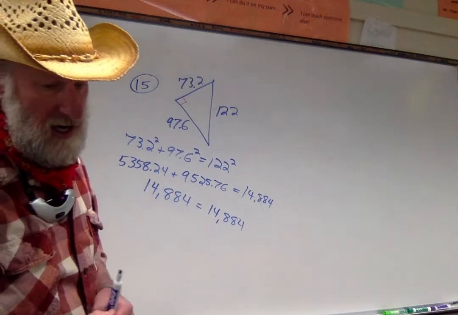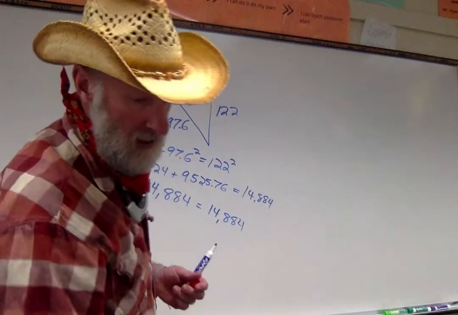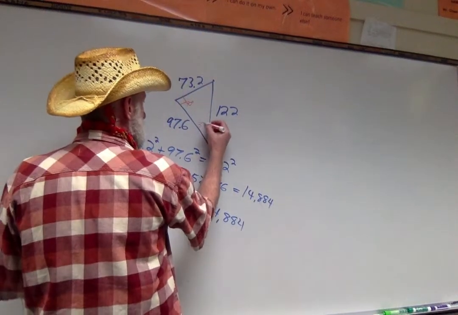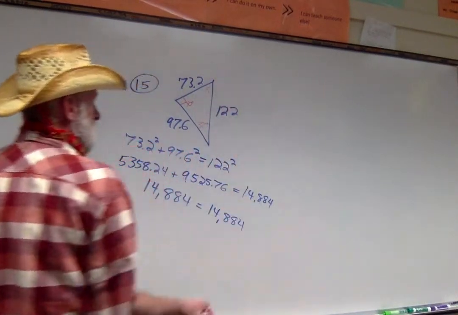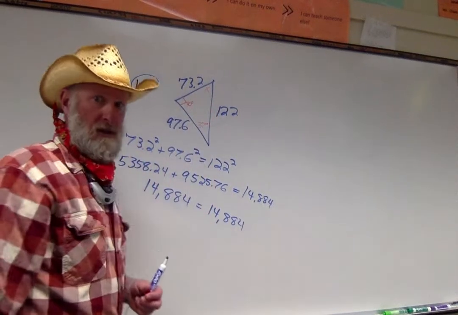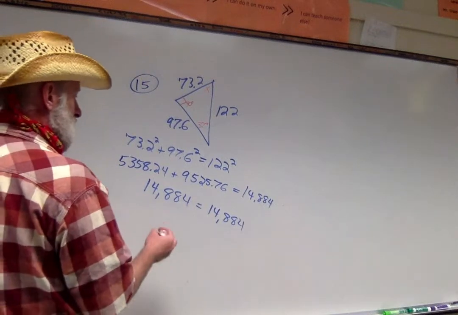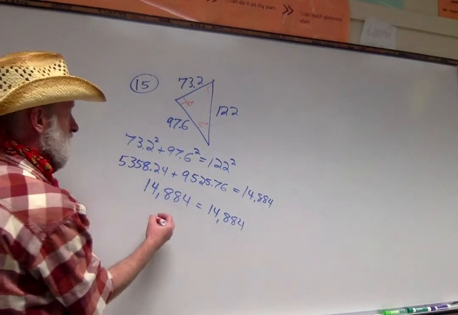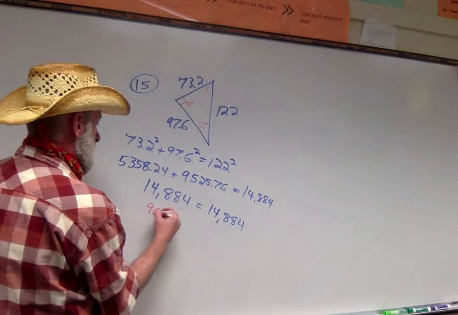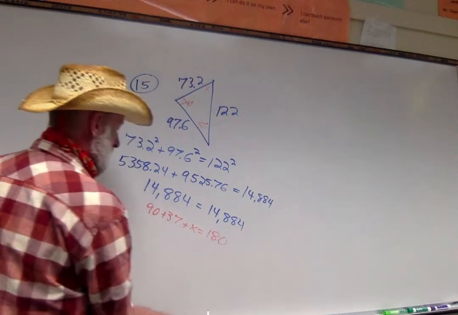Well, if that's a right triangle, that's got to be 90 degrees. And if that's 90 degrees, they already told me this one down here is 37 degrees. So what's x got to be? Well, the sum of the interior angles of a triangle always equals? That's right, partner, 180 degrees. So all we got to do now is say, can you see this down here? 90 plus 37 plus x is 180.